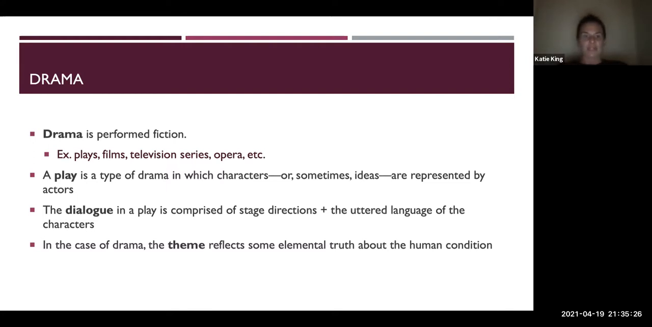So it's performed fiction. And then a play is a type of drama in which characters or sometimes ideas are represented by actors. So the reason I say characters or sometimes ideas, you'll start to see, especially in the 20th century, when we start to go away from what is traditionally called teacup realism, that anything can be a character, right? Like an animal or a symbol, an idea. Once we start getting sort of really surreal and abstract, we start to see that.